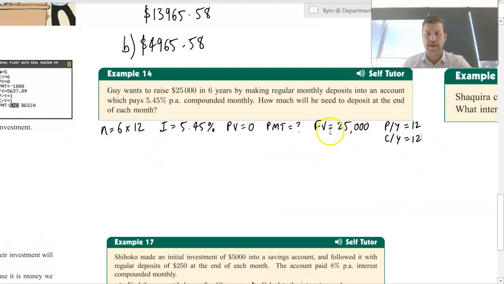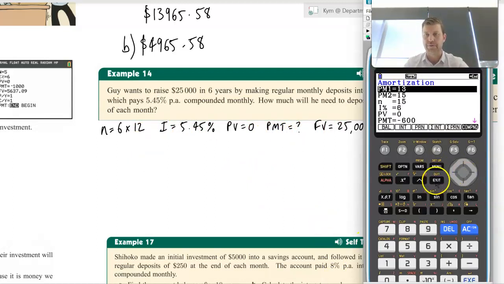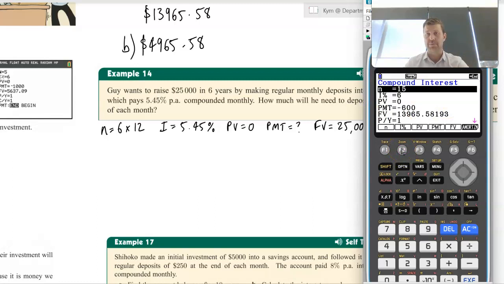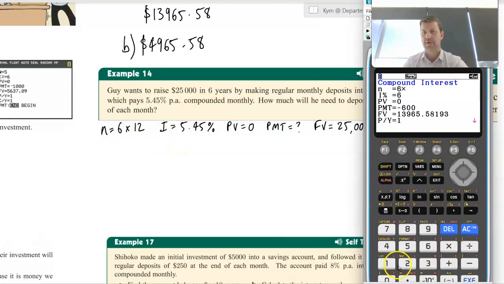So this time I'm going to put all that information into my graphics calculator and ask it to calculate PMT for me. So if I go back into the compound interest function here again, when I change that within that F2 function, it would actually change all the data in F4 for me. You'll notice that you don't have to re-put it in there. It already transfers it across. So for the number of compounding periods, you can just put it in like this, 6 times 12, it does the working out for you. Of course, it's 72. The interest rate is 5.45%.